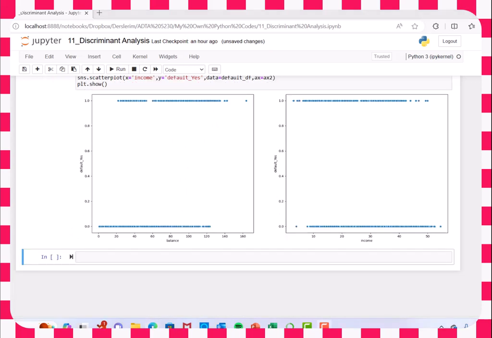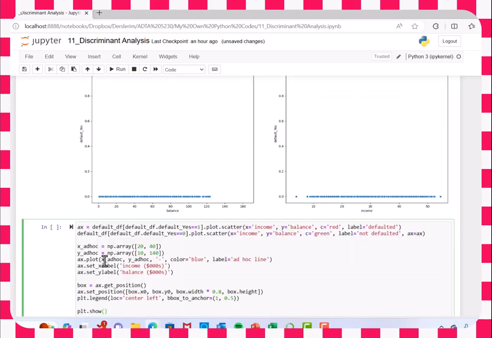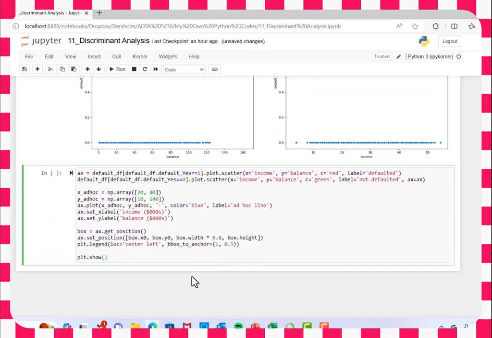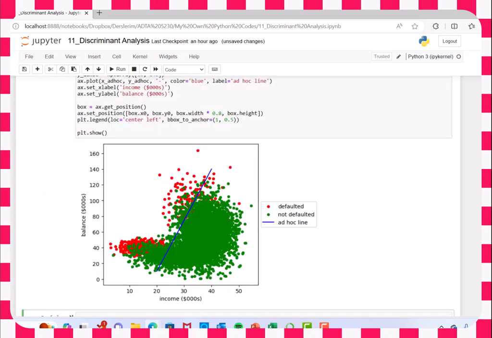Okay, so this part of the code is a little bit long. That's why I'm going to copy and paste it here, but you can find the code below the video as always. I would like to give the idea. This code basically draws a scatter plot of balance and income. So balance is on the y-axis and income is on the x-axis, and the green points represent the people who did not default and red points represent the people who defaulted. So this blue line is an ad hoc line, so there's no formula. I just drew it casually. It has no meaning other than just to give you an idea.